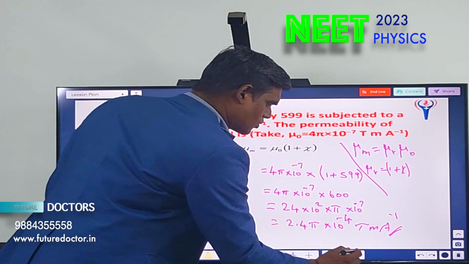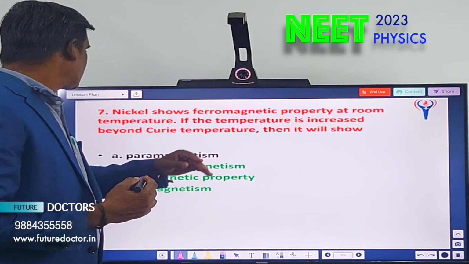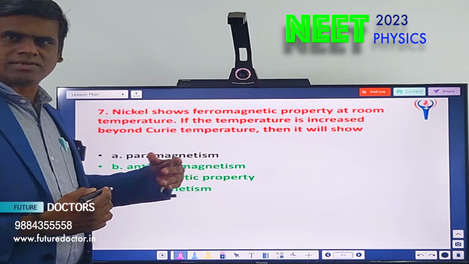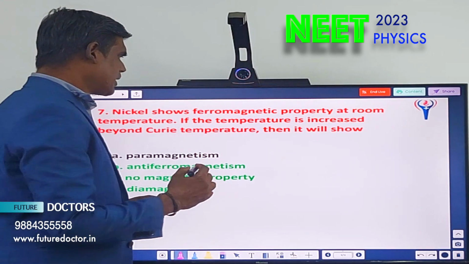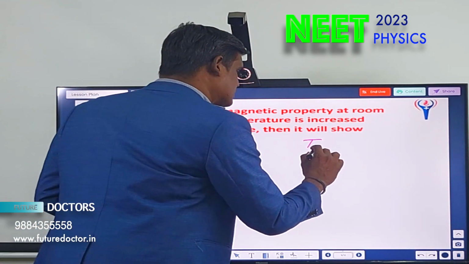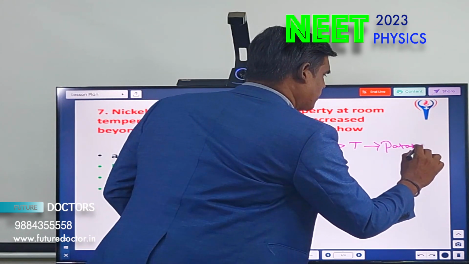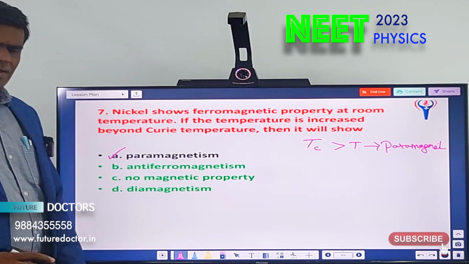Let's move to the last question. Nickel shows ferromagnetic property at room temperature. The temperature is increased beyond the Curie temperature, then what will it show? Nickel is a ferromagnetic material, and the temperature is greater than the Curie temperature Tc. Then what will happen? It is converted into a paramagnetic material. So which option? Option A is the correct answer.